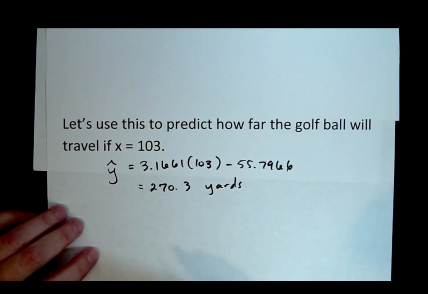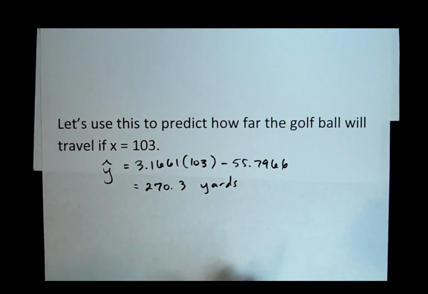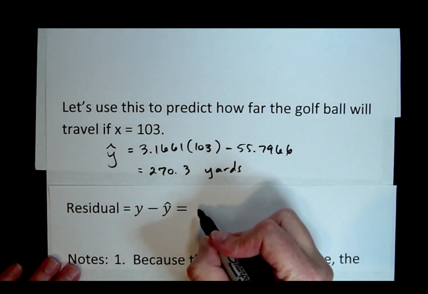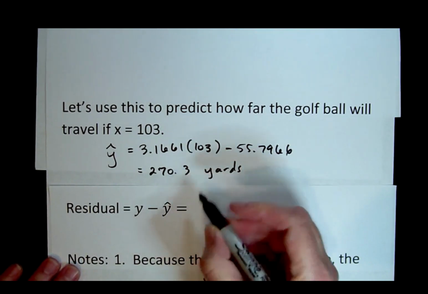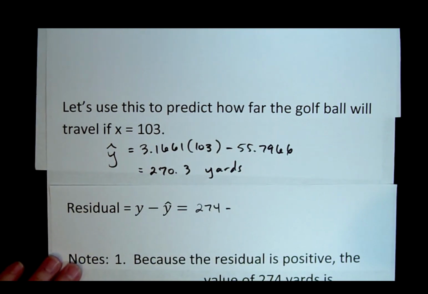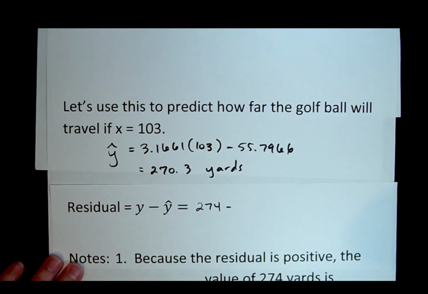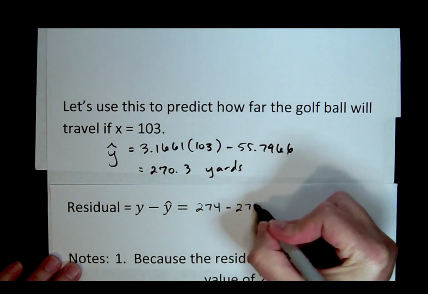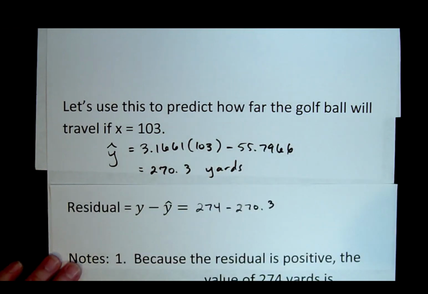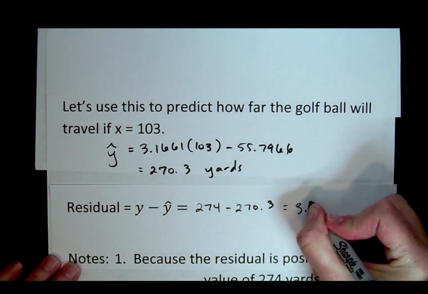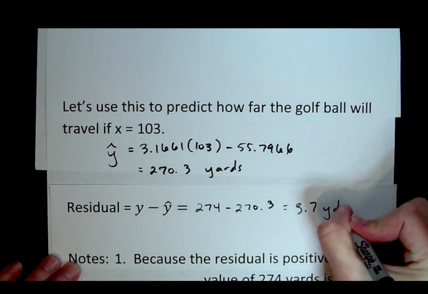Okay, so the residual or error this time is the observed value, which remember was for x equals 103, the observed value was 274. You can just glance up a little higher on the paper, see that in the previous picture. 274 minus this model, this least squares regression line model, predicts a y value of 270.3. The difference between the observed value and the prediction is 3.7 yards.